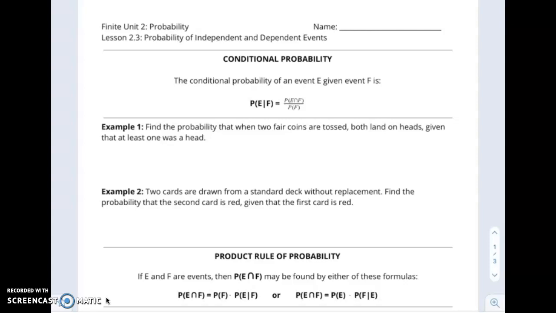For conditional probability, if we're looking for the probability of event E, given that event F has already happened, this would be your equation. The probability of E given event F is equal to the probability of event E intersection event F divided by the probability of event F. So that's the probability of both of them happening divided by the probability of F happening first.